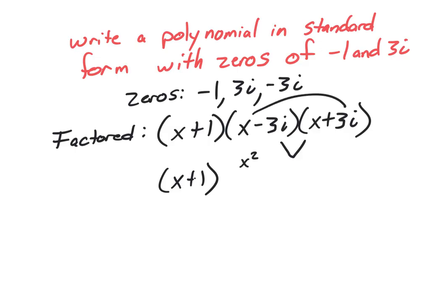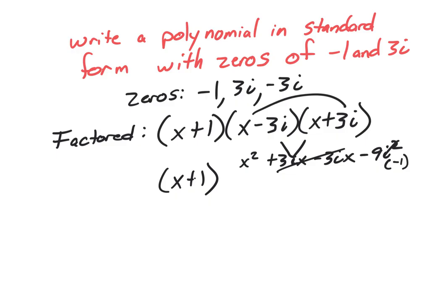And then, even though it does look a little complicated, we'll make sense of it here in just a second, plus 3ix minus 3ix minus 9i squared. Okay? Kind of looks complicated, but because these two are conjugates with one another, the two inside should always cancel out. And then we see another thing that we've talked a lot about. i squared is really negative 1.